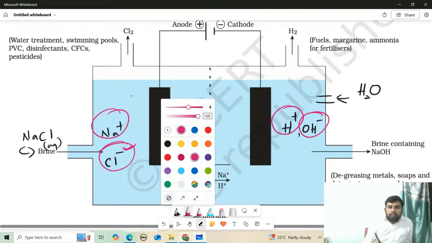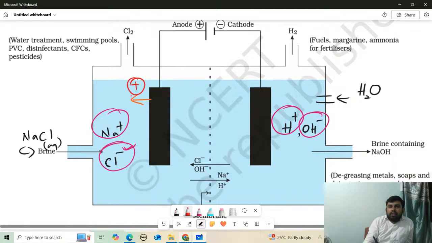So we have this electrode, which electrode is it? It is carrying a positive charge. And this one is carrying a negative charge. Remember, this is positive charge, this is negative charge. This positive charge will attract the negative ions. What is the name of this electrode? This is the anode. And this is the cathode.